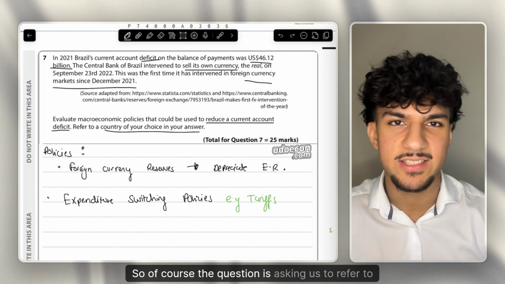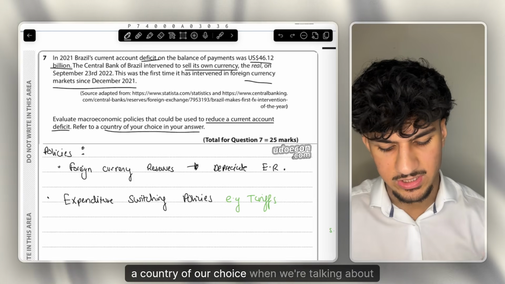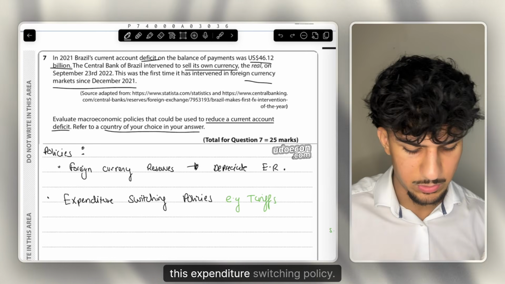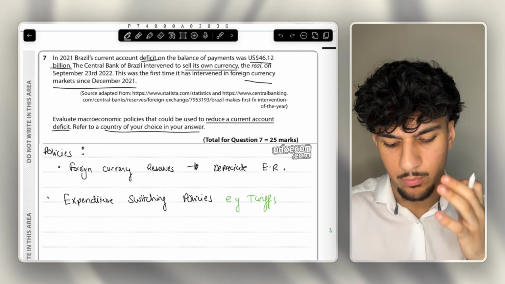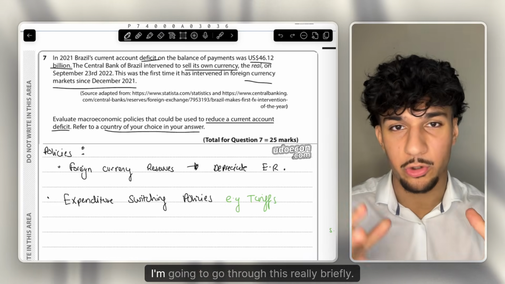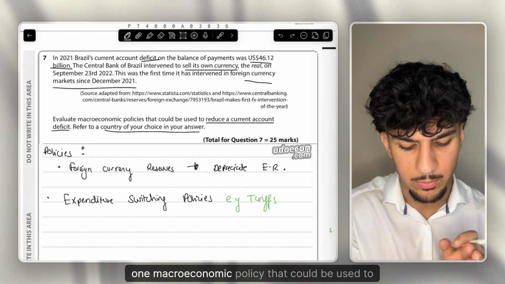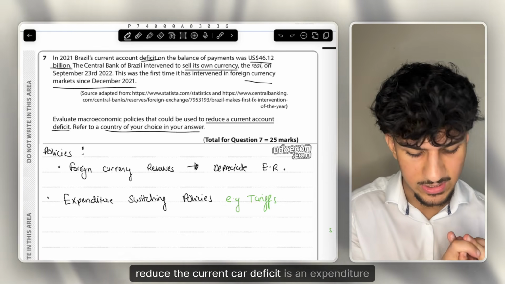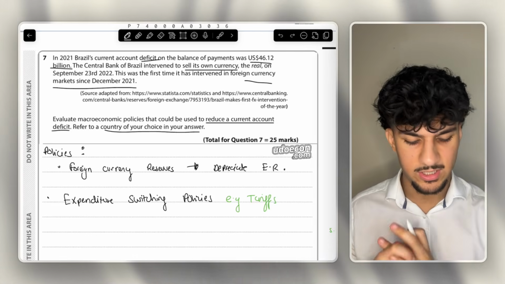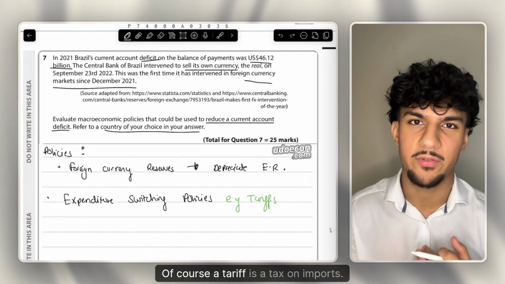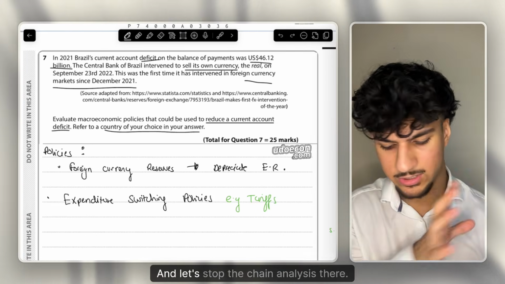So of course, the question is asking us to refer to a country of our choice when we're talking about this expenditure switching policy. So how would I go about it? One macroeconomic policy that could be used to reduce the current account deficit, and I'm going to go through this really briefly, is an expenditure switching policy, such as imposing a tariff. Of course, a tariff is a tax on imports, and let's stop the chain of analysis there.